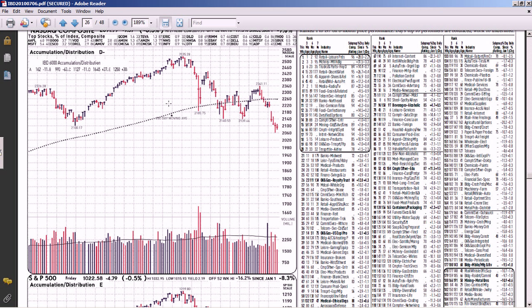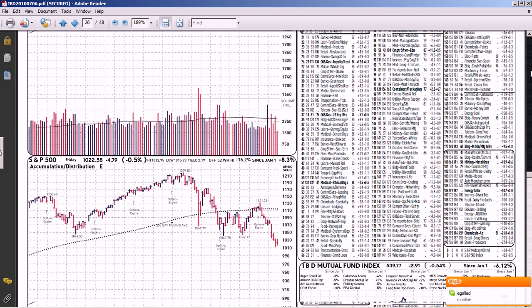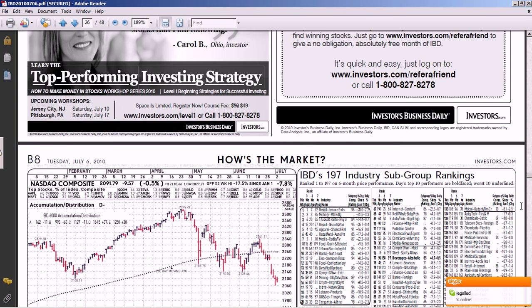But in addition to that, you can get an idea of what the accumulation distribution rating is for that index. In this case, it's D-, so there's a lot of selling going on. And you can get a picture of the 200-day moving average line, which you could in the other chart too, but you can see it's kind of topping off right here. Now, in the How's the Market section, there are all four indexes.